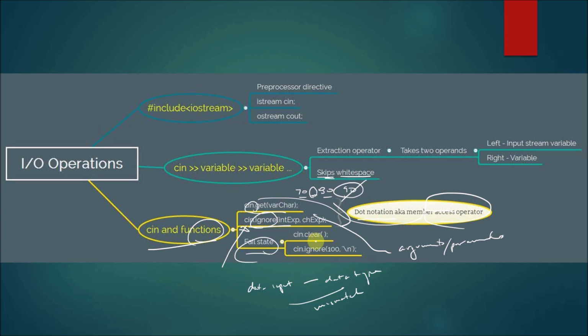There are some functions that you'll have to use here. The first is clear. The clear function restores the input stream. The next one is ignore. The ignore function helps to ignore the rest of the input.